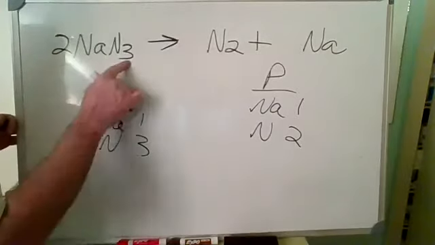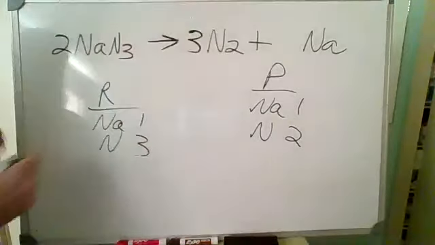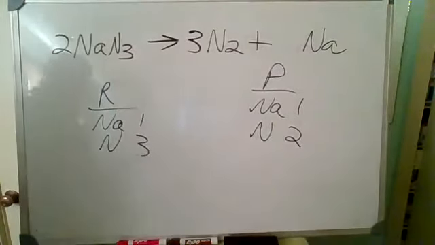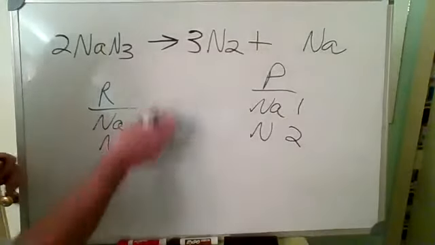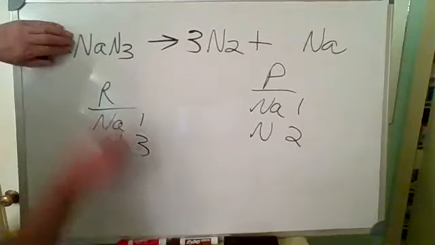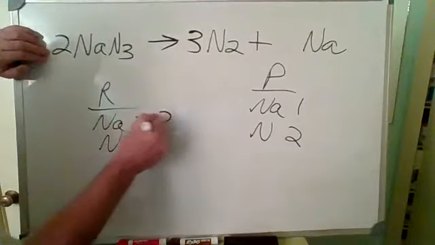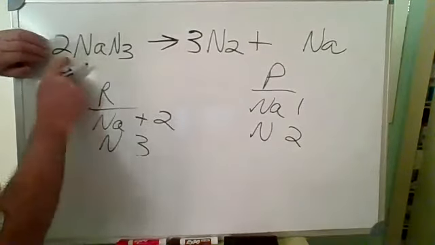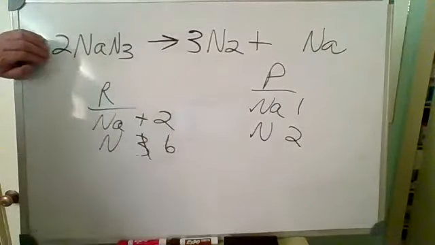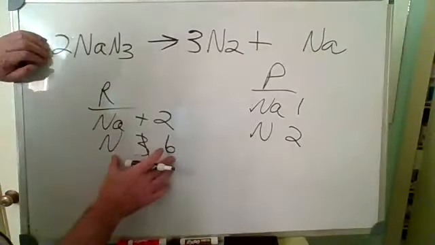All right, I'm going to put a 2 here and a 3 there. So let's change our numbers down here. There's 1 sodium times 2, which is 2 sodiums. 3 nitrogens times 2 is 6 nitrogens. All right, so that takes care of this.